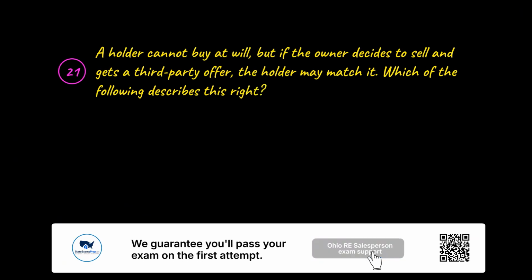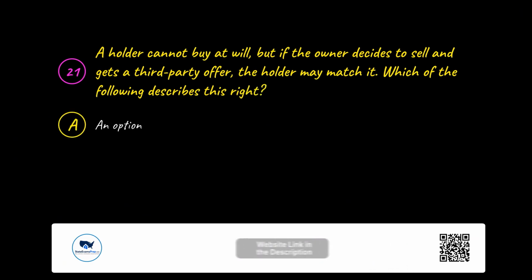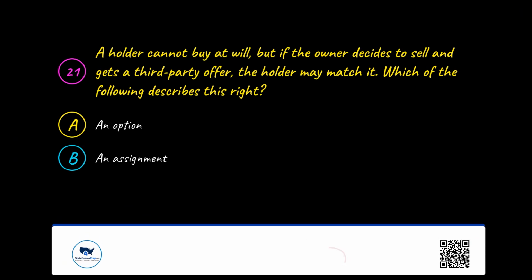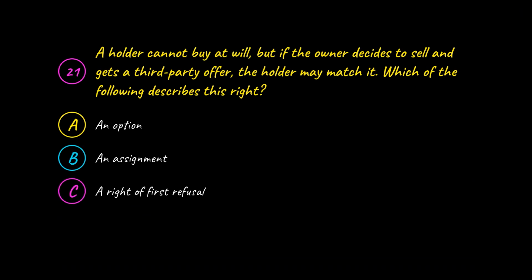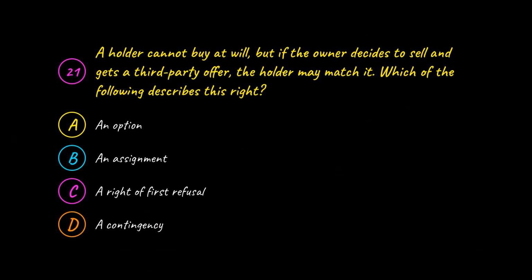Your options are A. An option, B. An assignment, C. A right of first refusal, D. A contingency. Pick one. Trust your gut. Here's your chance to test yourself.